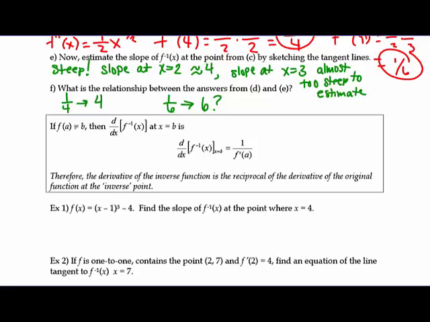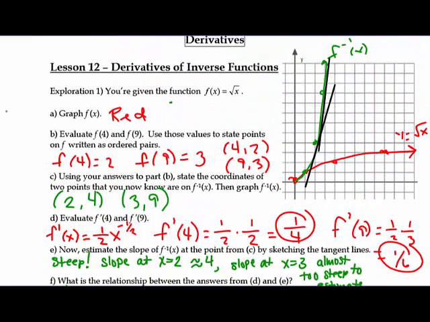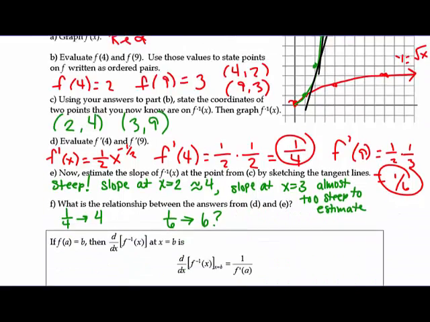If f of a equals b, if on the original function you plug in a and get b, then the derivative of the inverse at b is 1 over the derivative of the original at a. So this is kind of a confusing thing to say, but what I always say is the derivative of the inverse function is the reciprocal of the derivative of the original at what I call the inverse point. So my slope at (2, 4) on the inverse is the reciprocal of the slope at (4, 2). So you look at that, we'll call it the corresponding point, and take the reciprocal of the derivative.